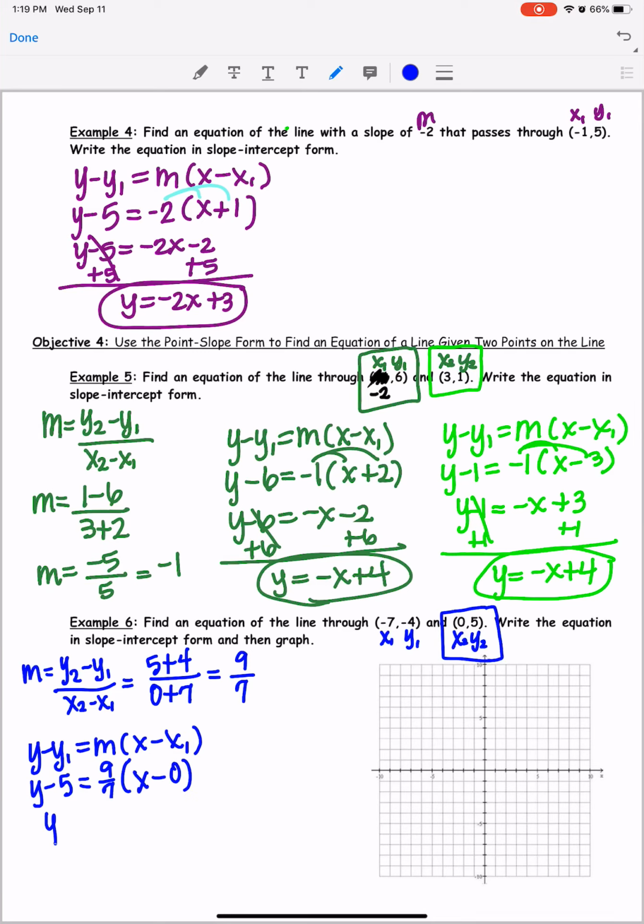So distribute. y minus 5 equals 9 over 7x. You can either do nothing or plus 0, minus 0, whatever your heart desires about the 0. And then add this 5 over. And we get y equals 9 over 7x plus 5. So that is us writing this equation in slope-intercept form.